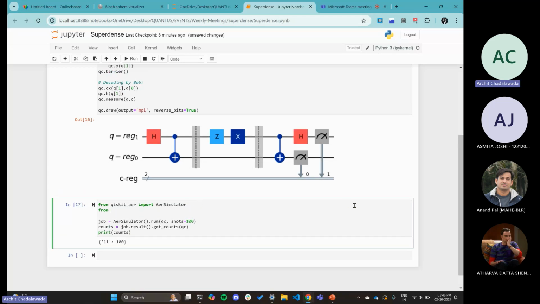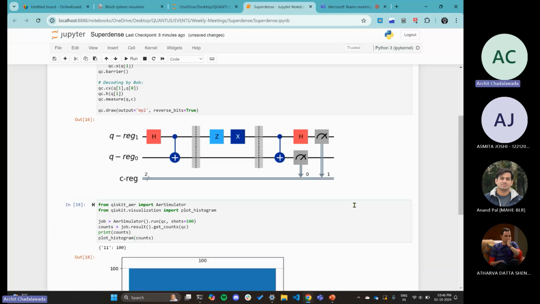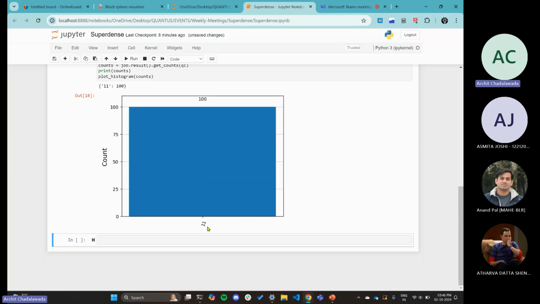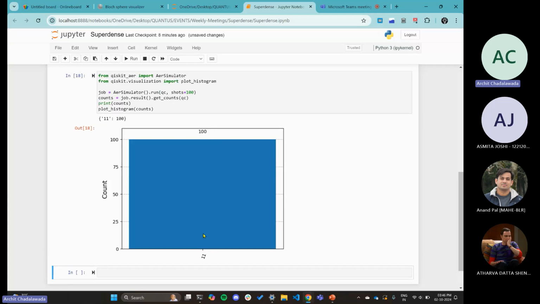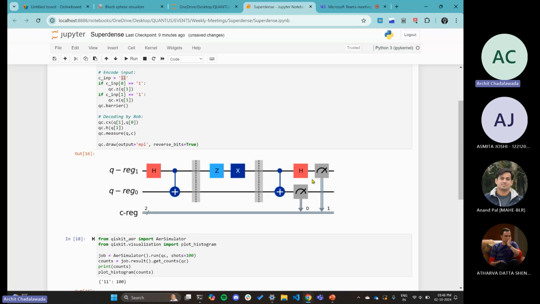And we can also visualize it using a histogram. In this case, it really doesn't make sense since only one value is being measured, but I will just show you. Qiskit has a visualization package within which there's a function called plot histogram. If we pass a dictionary of counts into this plot histogram function, then we can get a bar chart with the different measurement outcomes. Anyway, in this case, it doesn't make sense. All of the 100 times we are getting 1, 1 as the measurement. So this is a Qiskit implementation of our superdense coding where all of 0, 0, 0, 1, 1, 0, and 1, 1 works.